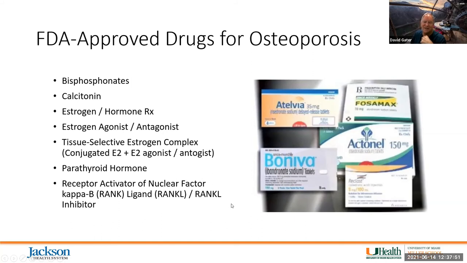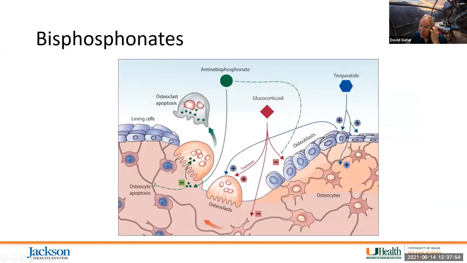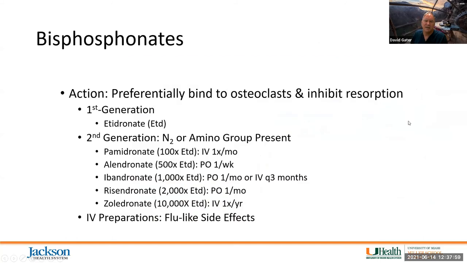So this is the conjugated estrogen and the combination of that with estrogen agonists/antagonists, parathyroid hormone, and then these RANK and RANKL inhibitors. Just talking our way through these, the bisphosphonates basically work by binding to the osteoclasts and inhibiting the resorption that goes along with those. The first generation was etidronate, which we don't see used much anymore. The second generation bisphosphonates actually include an amine or amino group at the terminal region. We've seen a number of these developed over time, and the more recent zoledronate is 10,000 times more effective than the original etidronate was.